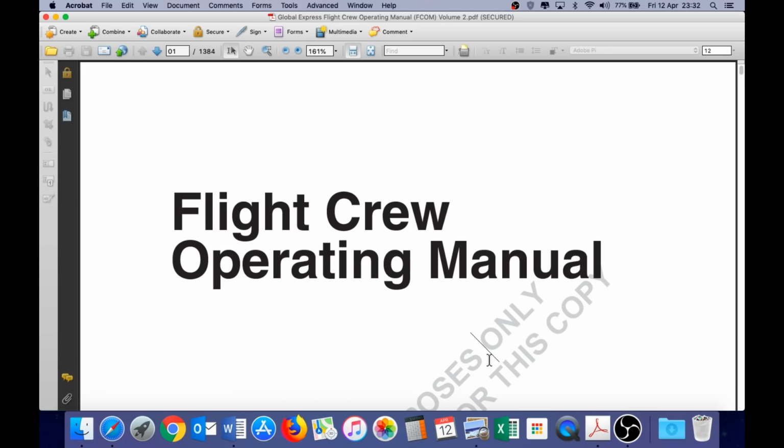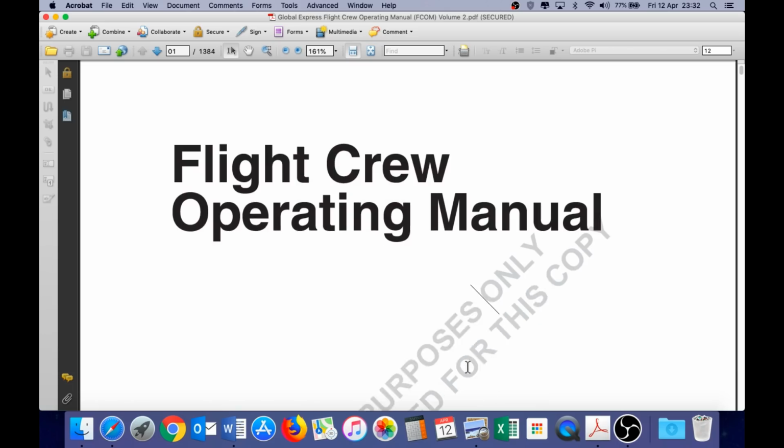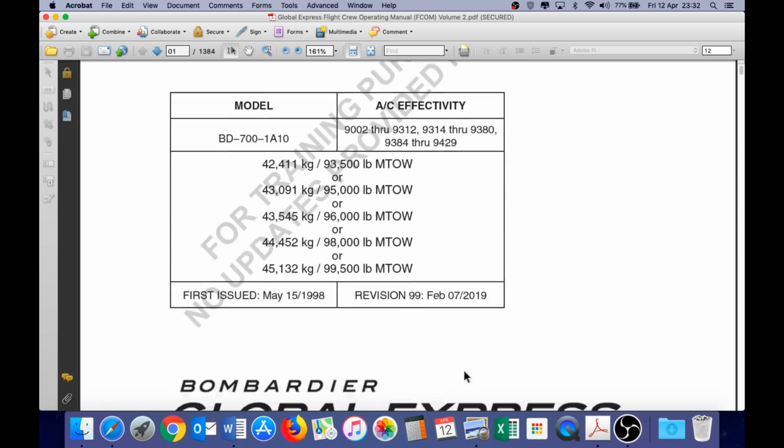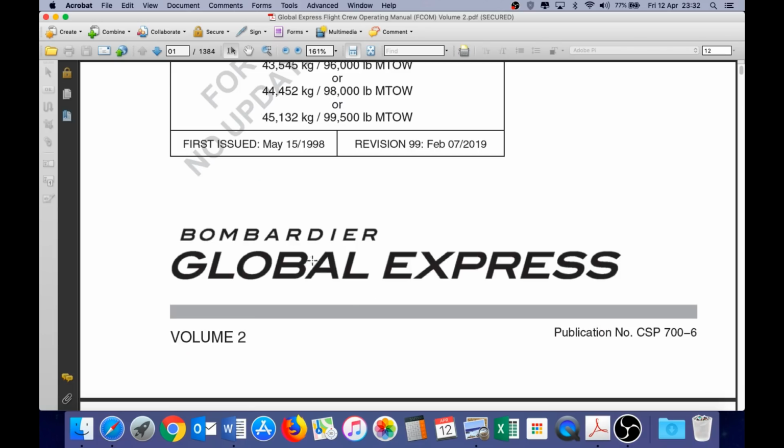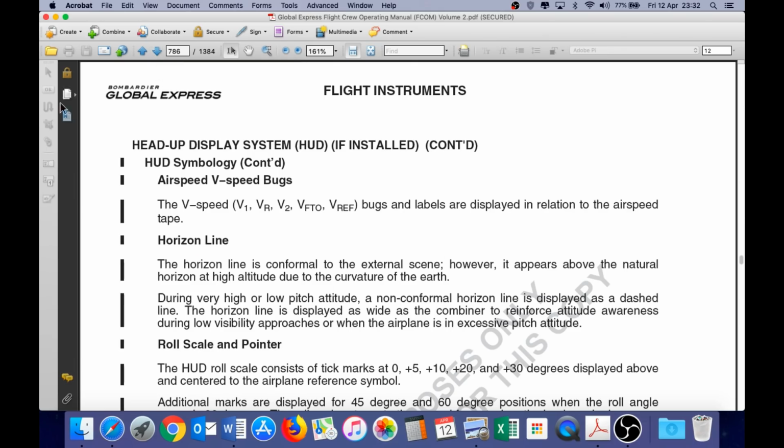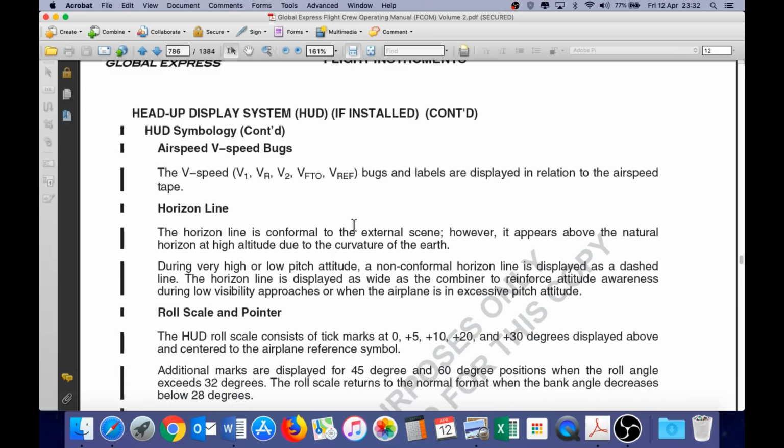So this is the Global Express Flight Crew Operating Manual. It's called the FCOM, and this is volume 2, which covers the operation of the head-up display. You'll see it's over 1,300 pages, and the page we're after is 786. So we'll go straight to that. It's the head-up display system, HUD, if installed, continued.